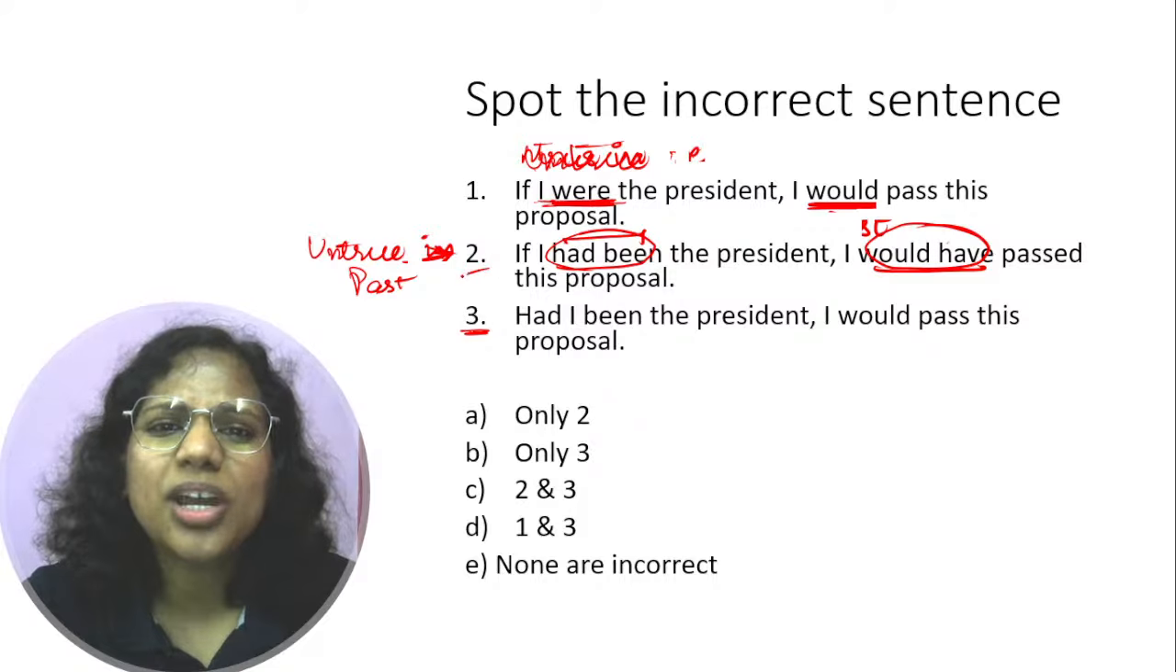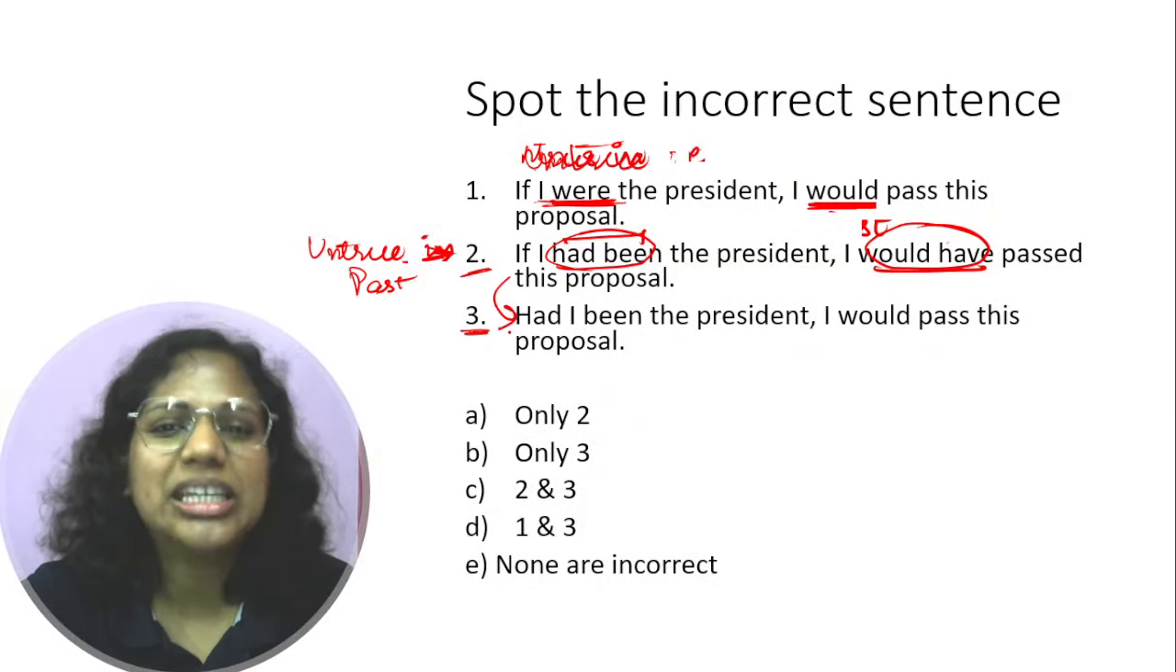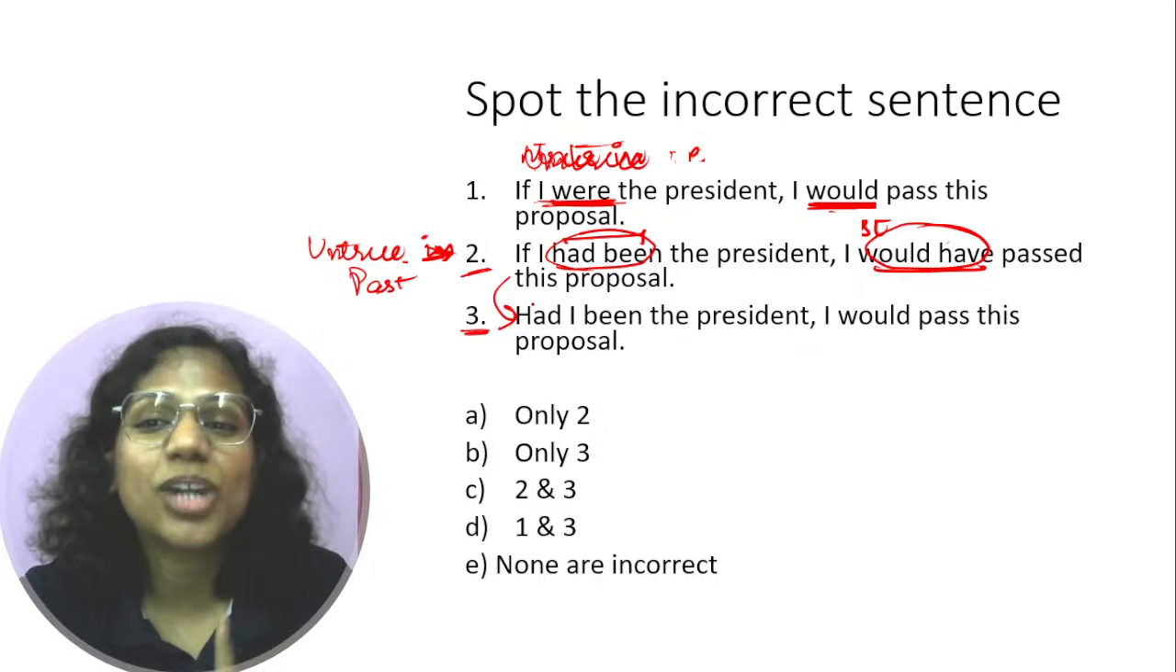Okay, 3 and 2 are absolutely the same. It's just another way of writing 2. 3 is just, no wait. They're not absolutely the same.